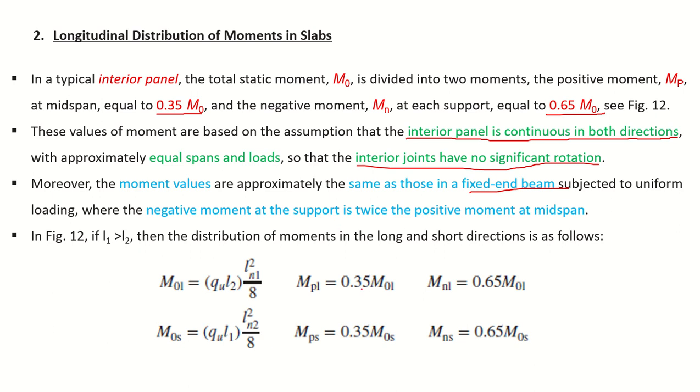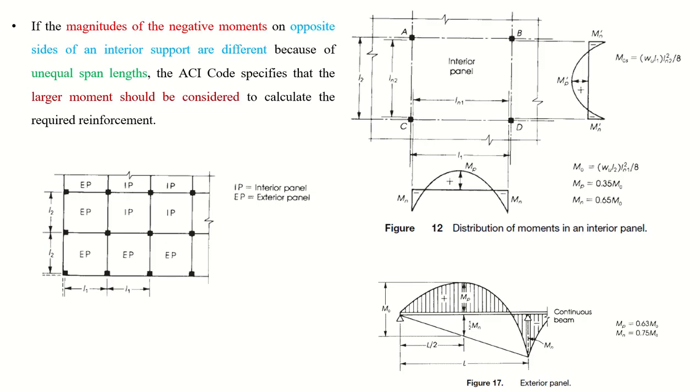Therefore, you can see that the fraction of positive moment is 35% and the fraction of negative moment is 65%, right. So they are the same whether you are analyzing in the longer direction or in the shorter direction, so the factors remain the same. So for the interior panel you have distributed your M naught into M positive and M negative, right.